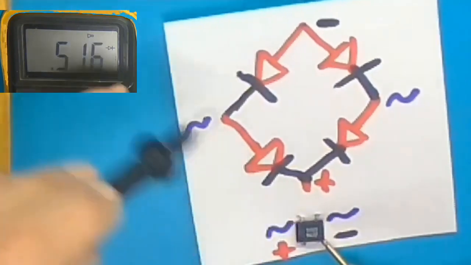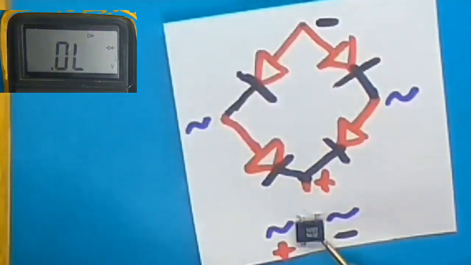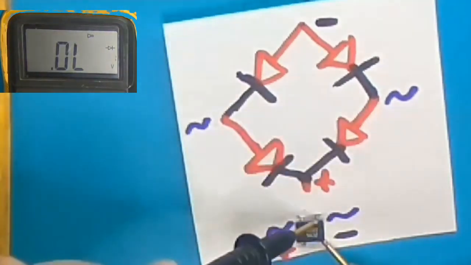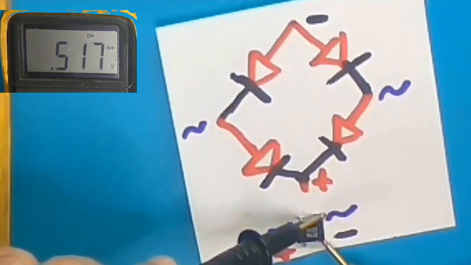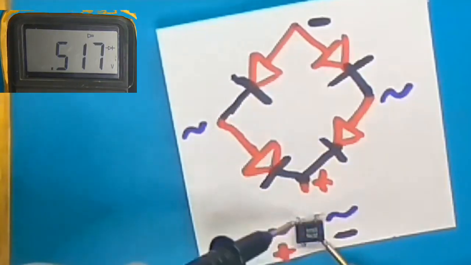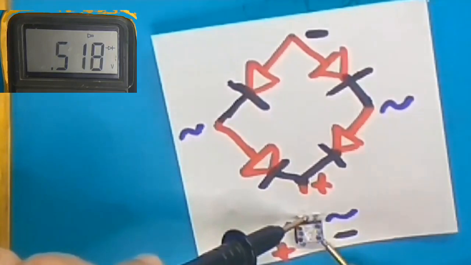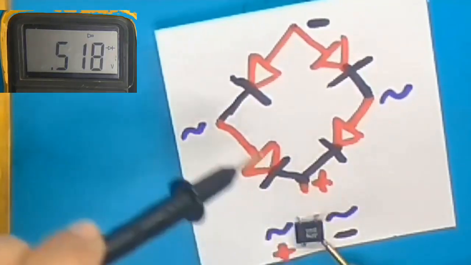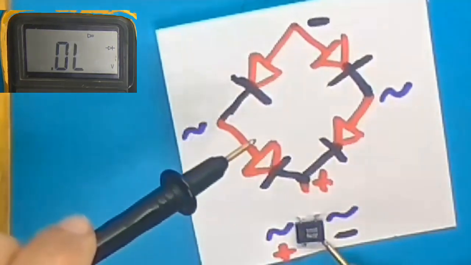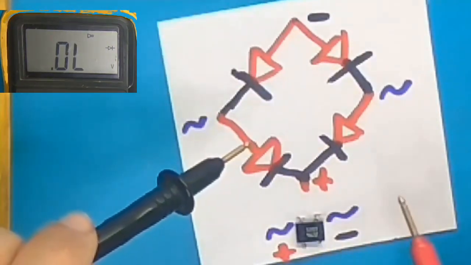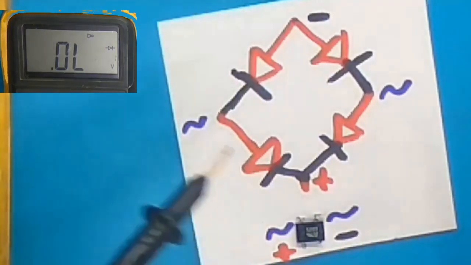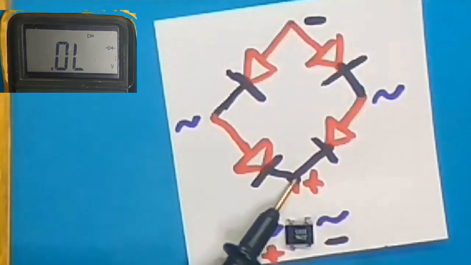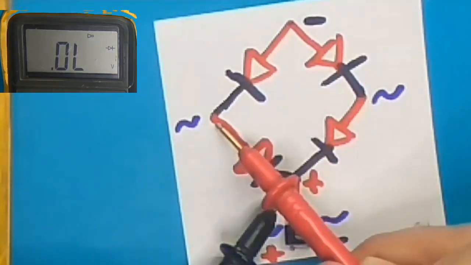Then we move to the second alternating with the black one, always like this, and we see the other indication, which is again the same. So here we have this indication, 0.5 volts, with the red on the bridge's plus. And what we're going to do now is the reverse. Put the black probe on the plus of the bridge, and measure the two alternates with the red probe.